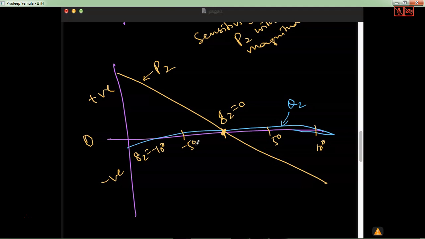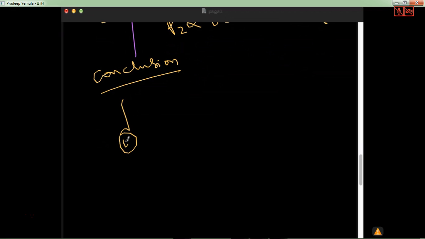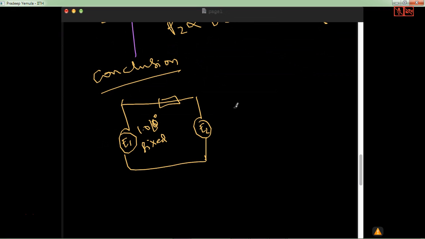So here what you understand is that P2 is proportional to delta 2. So finally, a conclusion. We have sources connected with impedance. So this is 1.0, 0 degrees fixed. Then this is E2 magnitude and delta 2 angle. So P2 is proportional to delta 2 and Q2 is proportional to E2.